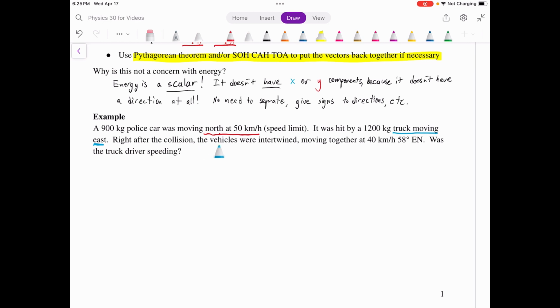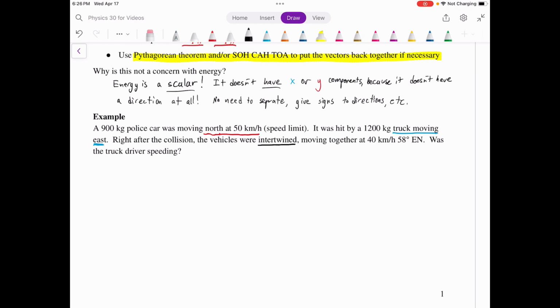So right after the collision, the vehicles were intertwined. So could we say that total initial kinetic energy will equal total final kinetic energy here? No, right? Because this is an inelastic collision. They stuck together. So total energy might have been conserved, but remember, in a hit and stick collision, it's impossible for kinetic energy to be conserved. This is an inelastic collision. So we won't be able to say that total initial kinetic equals total final kinetic. Remember, even if it were a hit and bounce, there's a good chance it's still not elastic, but we definitely know it's not elastic if they stuck together.